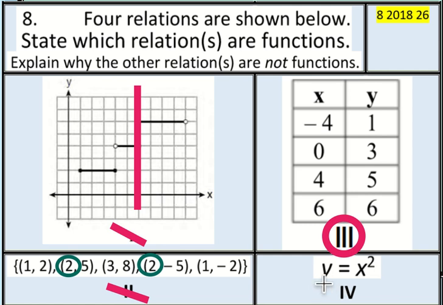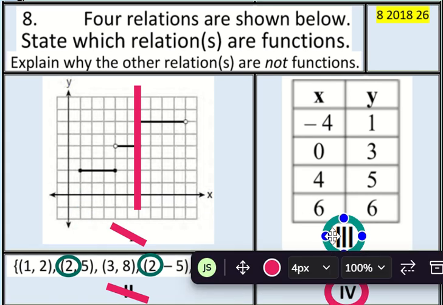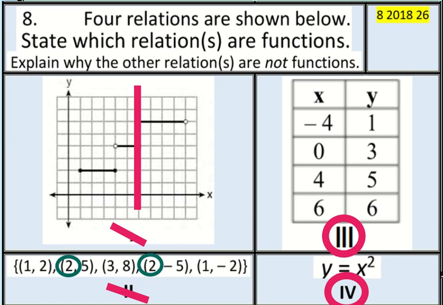Now, lastly, we look at the function y equals x squared. So in this case, this is a quadratic function. I can graph this in my graphing calculator as f of x equals x squared. So I'm guaranteed that all my x's are going to be unique. Therefore, my answer is that 3 and 4 are functions and that 1 and 2 are not.